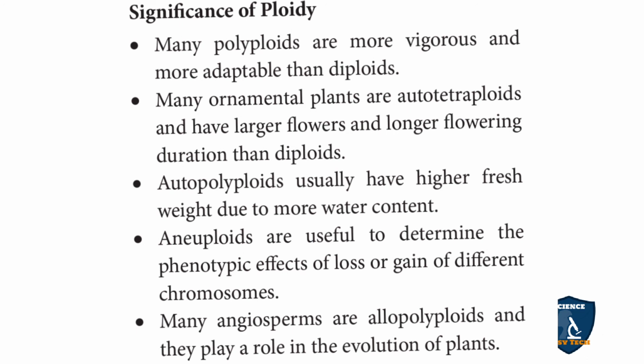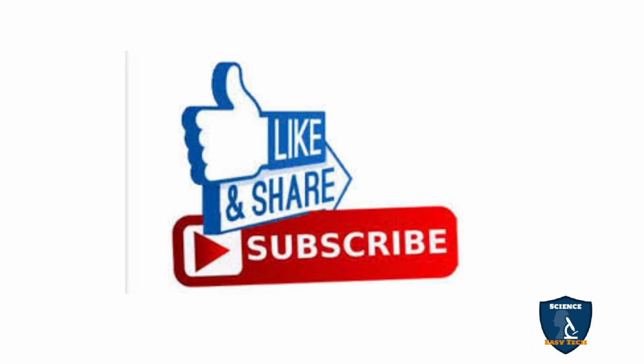Aneuploidy: the phenotypic effects of loss or gain of different chromosomes can be easily found out. The loss or gain of a chromosome can be seen by physical appearance. Many angiosperms are allopolyploids, and it is a raw material for evolution. So it plays an important role in the evolution of plants.